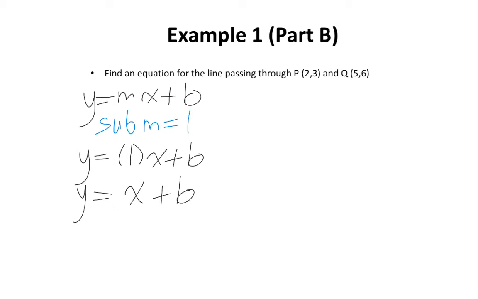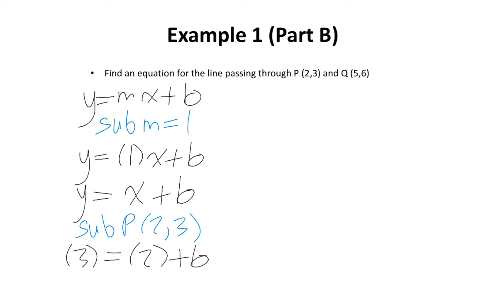If you remember, x and y represent any point on the line. Therefore, we can either substitute in point P or point Q. I'm going to substitute in point P. Doesn't really matter. I want to isolate b, but b is stuck with this 2. So to get rid of this 2, I'm going to have to subtract both sides of the equation by 2.